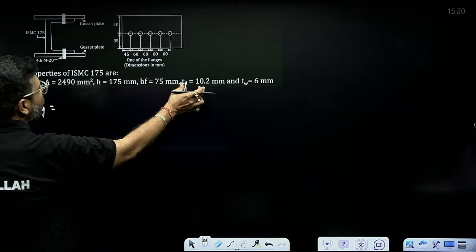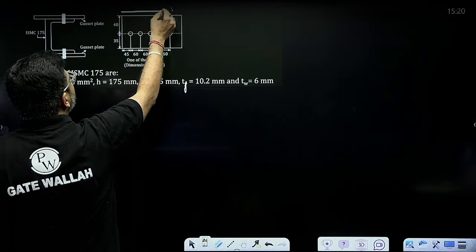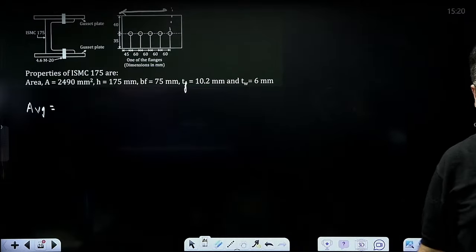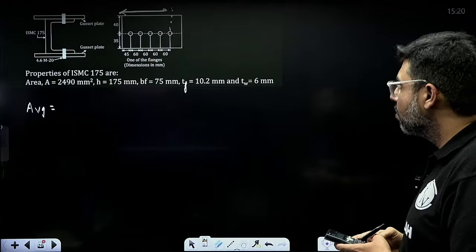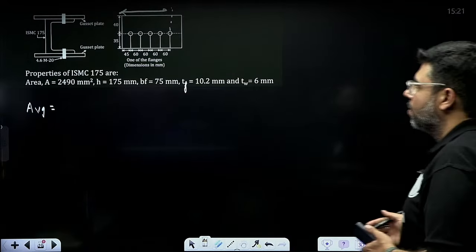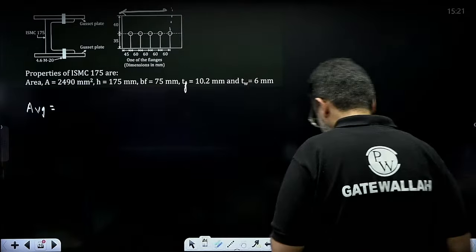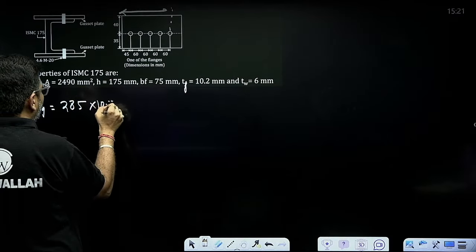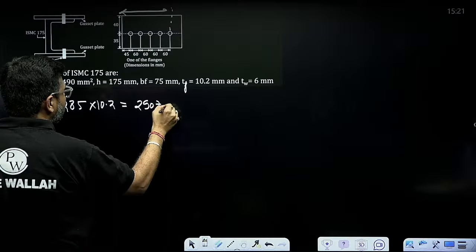So AVG is equal to how much? This total length from here to here is how much? Please calculate. 285 into 10.2. That gives 2907 mm square.